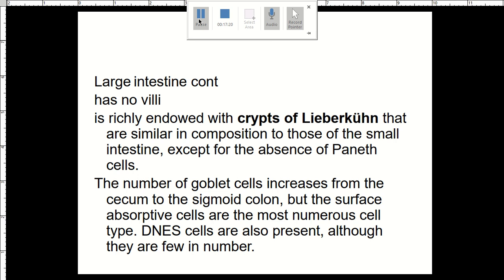We have no villi in the large intestines, but we have microvilli. We have the crypts of Lieberkühn that have a similar composition to those of the small intestines, except there is an absence of Paneth cells. The number of goblet cells increases as you move from the cecum to the sigmoid, right? So we have abundant goblet cells in the large intestine, right?